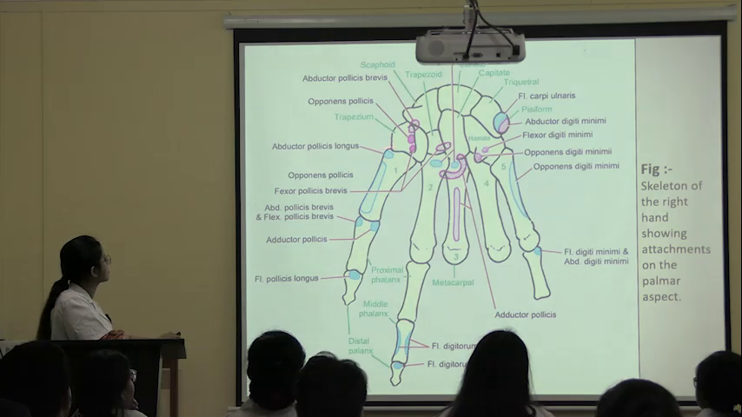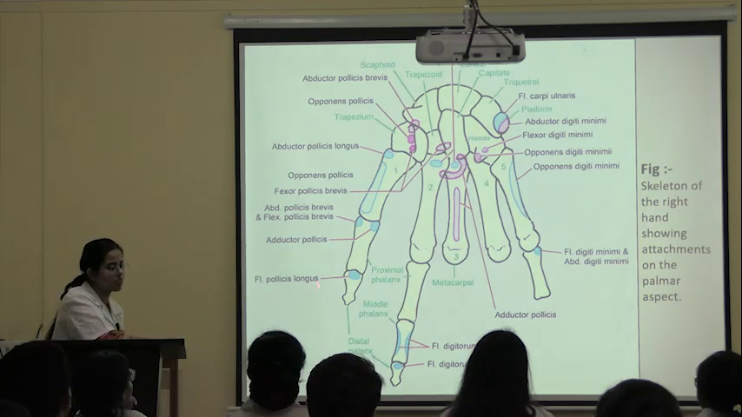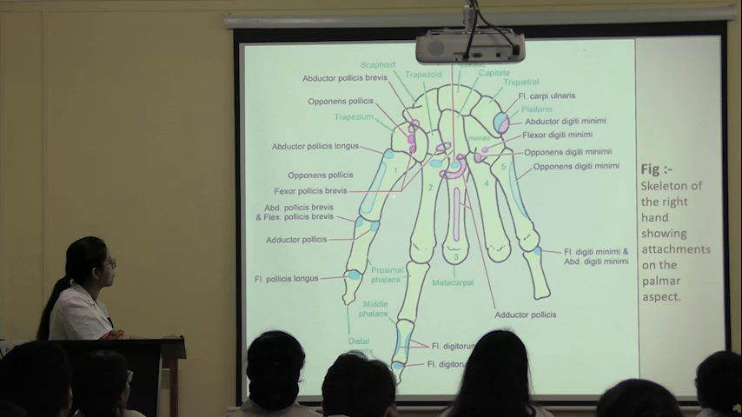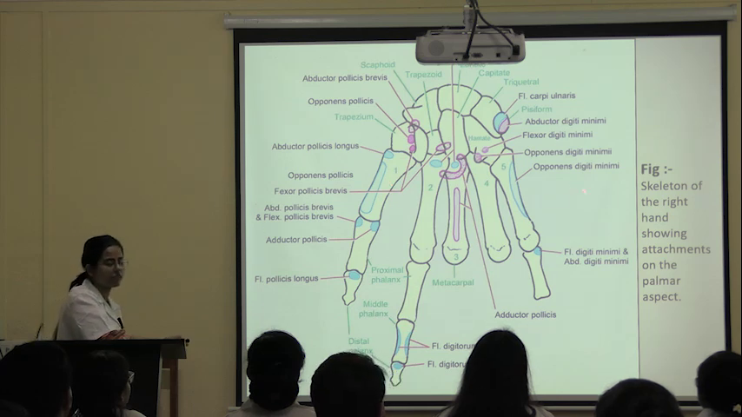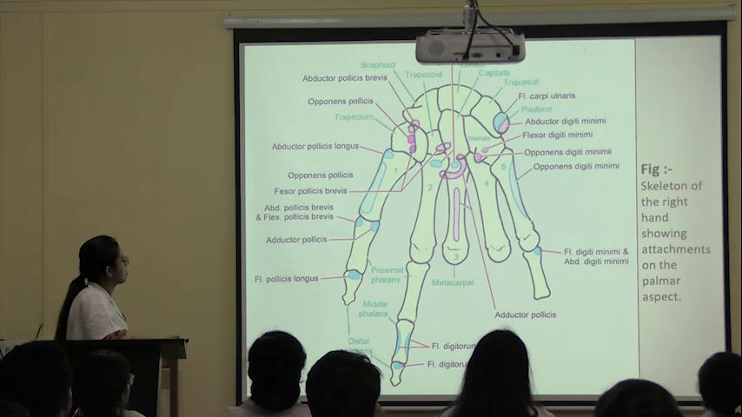If you look here, you will find all the muscles and can tell from which bone each one is originating. Okay, so learn this picture, it will help you, or try to have a picture memory of it.